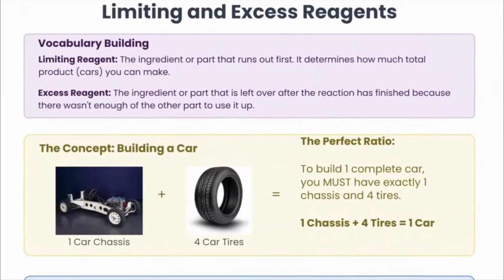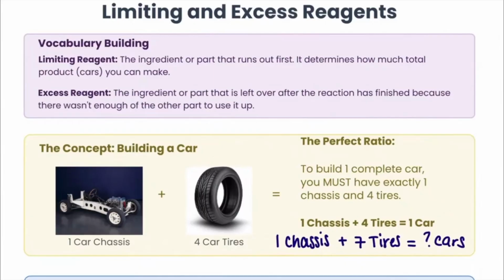One way I like to explain limiting reagents to my own students is with a car example. I want you to think about the chassis of a car, which is basically the body or frame of a car. Each chassis needs 4 tires to make one complete car. So imagine you have one chassis, but now you have 7 tires. Can you build 2 cars?